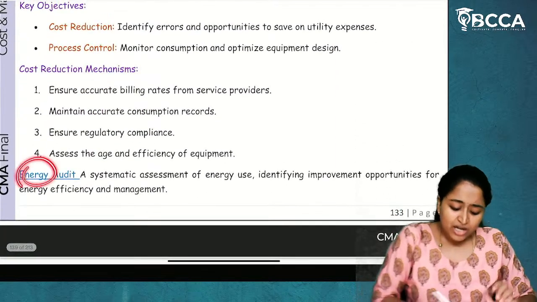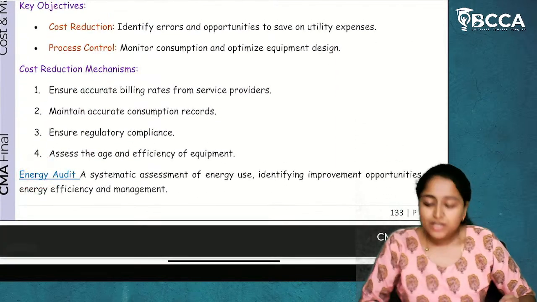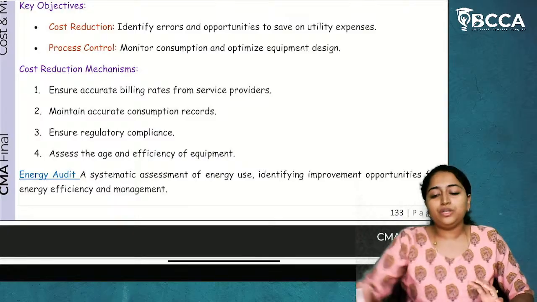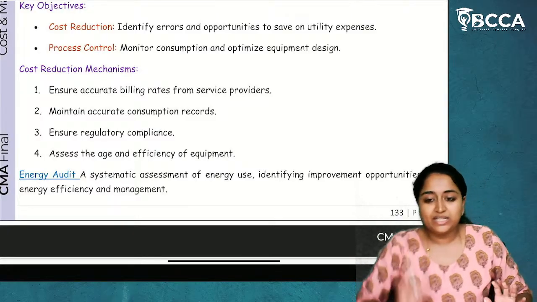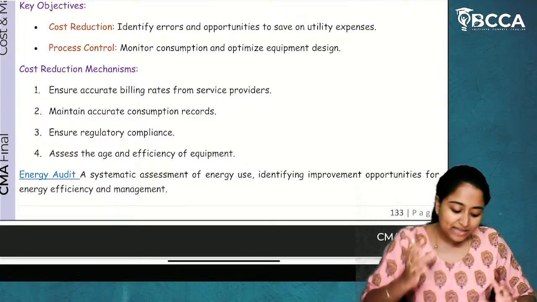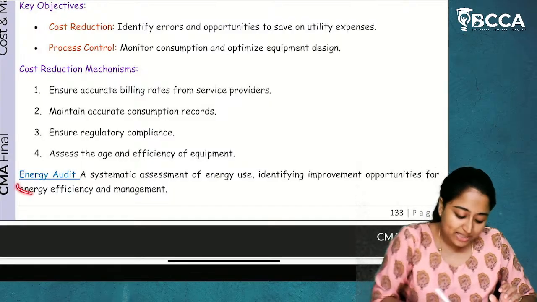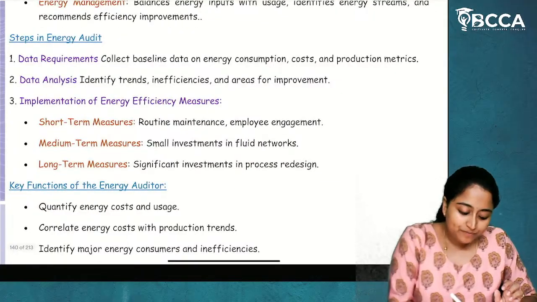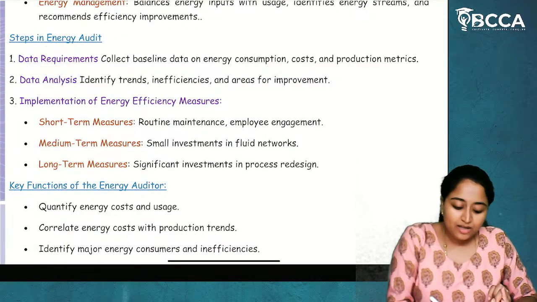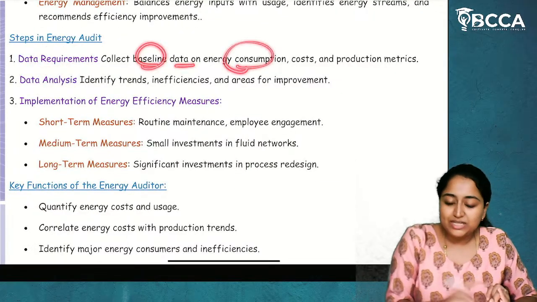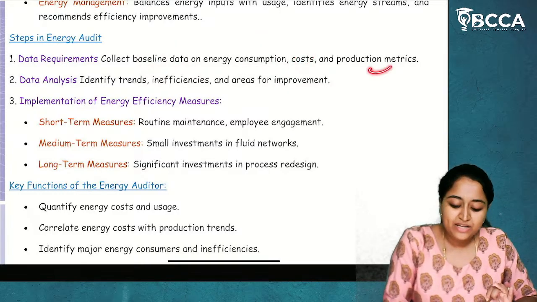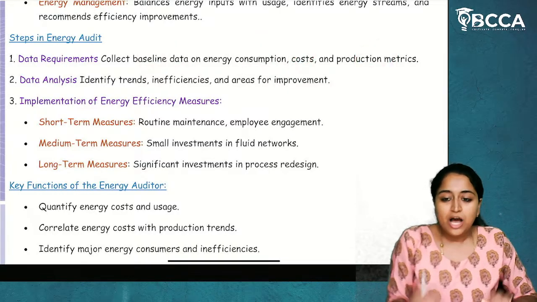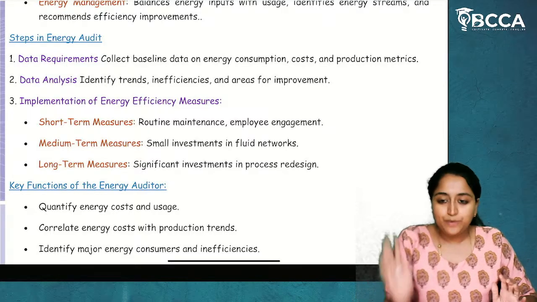I hope it's clear. Now, what is energy? Energy is also how effectively you are utilizing the energy inside the organization. Regarding that, a systematic assessment is called as energy audit. Now, how energy audit will be done? First, you will collect the data. Collect baseline data on energy consumption, how much cost it is happening, and what are the production metrics. How much energy you are utilizing in the production.